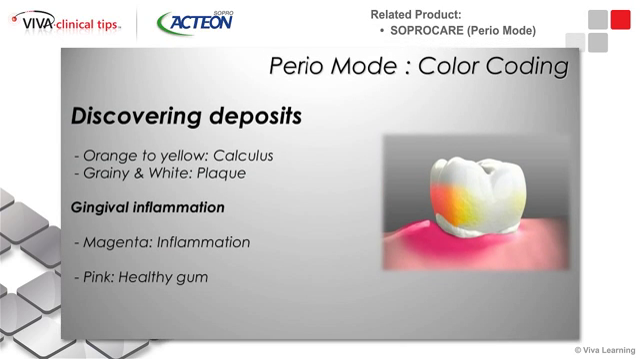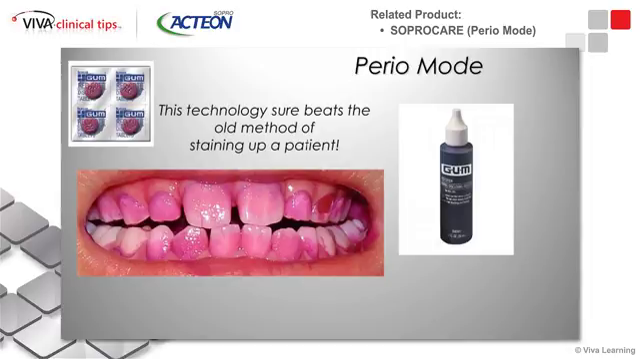So now, going to the perio mode. Again, with the color coding, and I alluded to this in the beginning, with discovering deposits, if you see over here where my cursor is, you have orange or yellow, that would tell us that that's calculus. And a grainy white patch, like we see right here at the cervical, that's plaque. And the gingival inflammation will show up magenta. And pink is actually healthy gum tissue. So let's go into this.